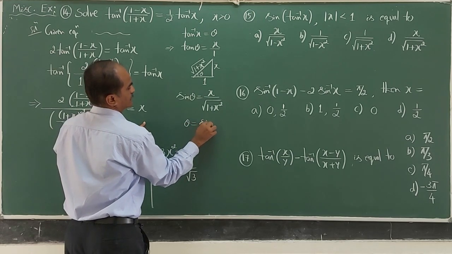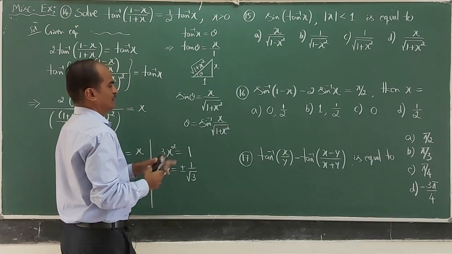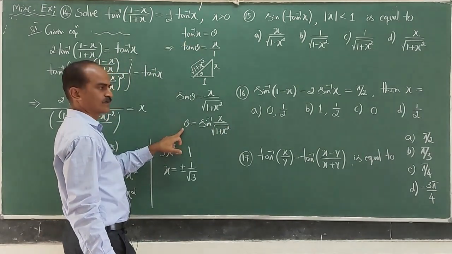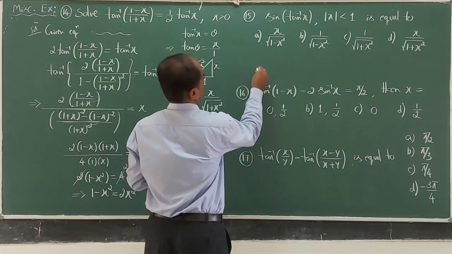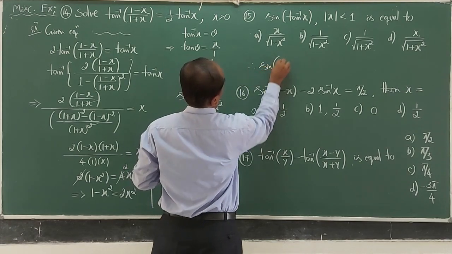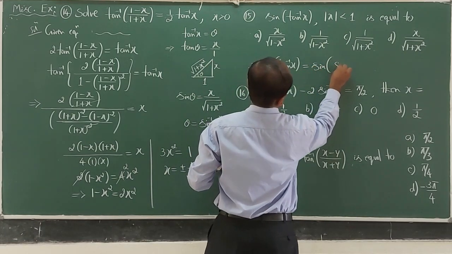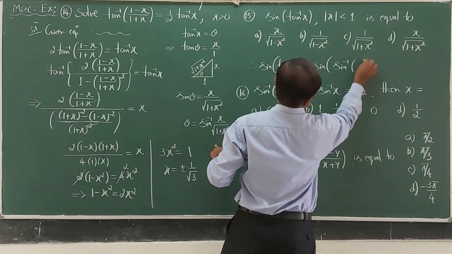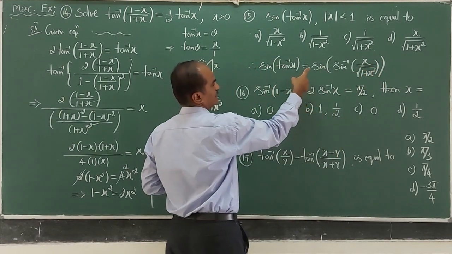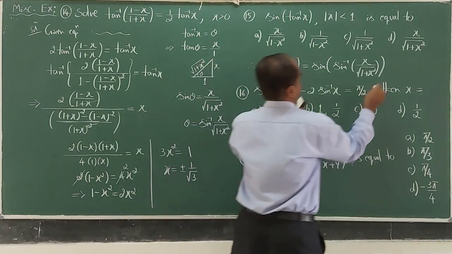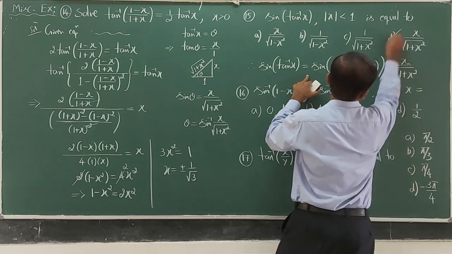Therefore, theta is sine inverse of x divided by root 1 plus x square. What is theta? Tan inverse x. Therefore, tan inverse x is the same as sine inverse of x by root 1 plus x square. So, sine of tan inverse x is the same as sine of sine inverse of x by root 1 plus x square. Now it is of the kind sine of sine inverse x, I can write it as x. This is equal to x divided by root 1 plus x square. It is present in option D.